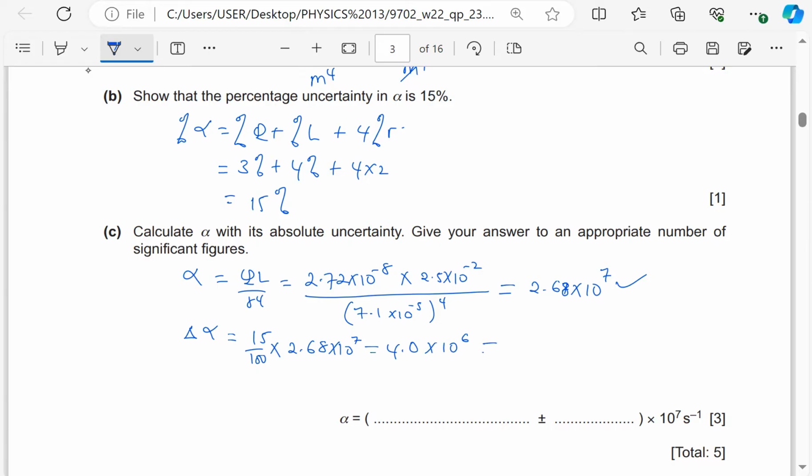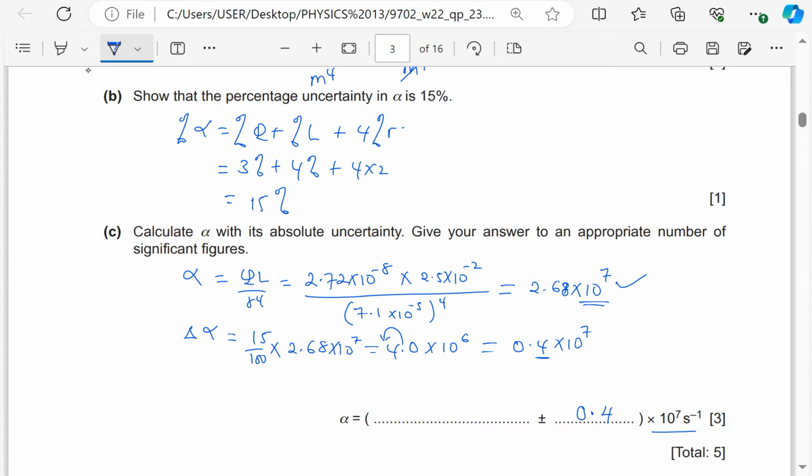Now I must write this answer to the same power of 10 as the true value. So I must move one step to the left so that it becomes 0.4 times 10 to the power of 7, because they should have the same power, which is power 7. Of course, writing the absolute uncertainty to one significant figure, it is going to be one decimal place. So the absolute uncertainty is going to be 0.4.